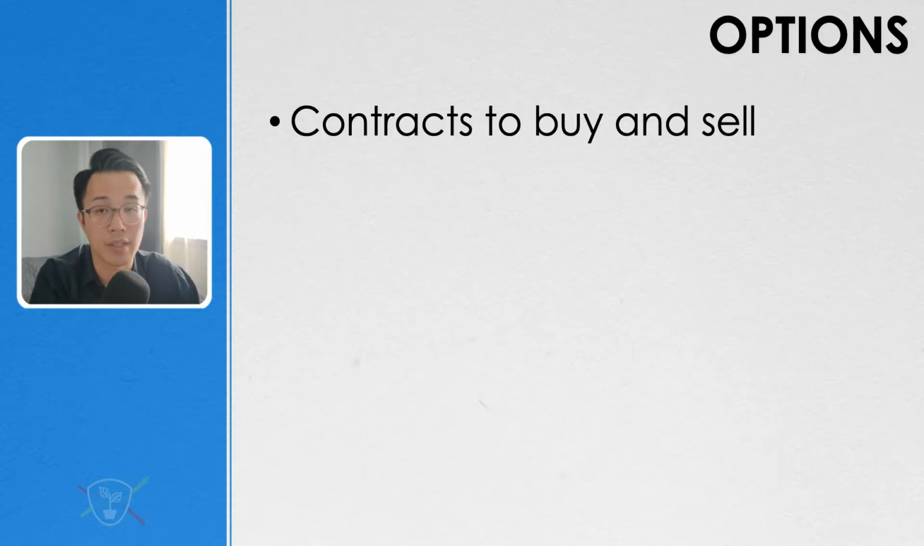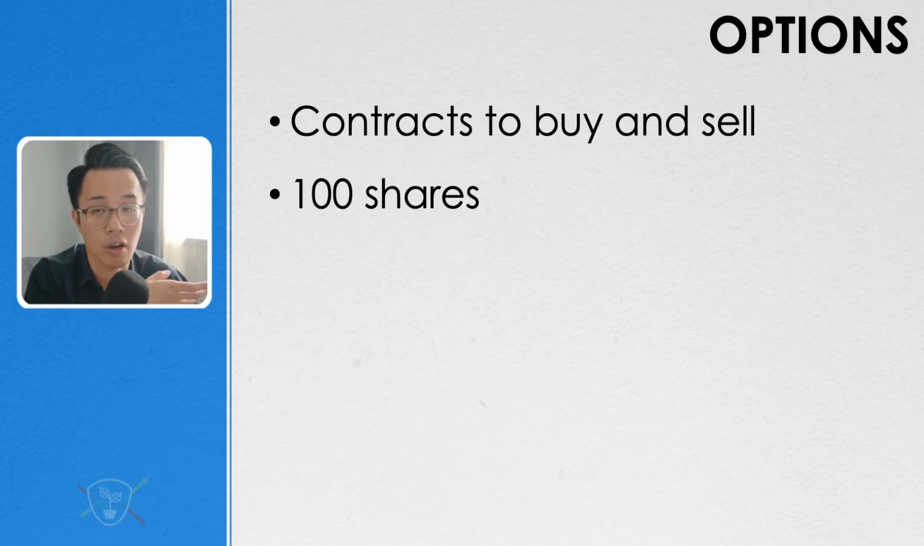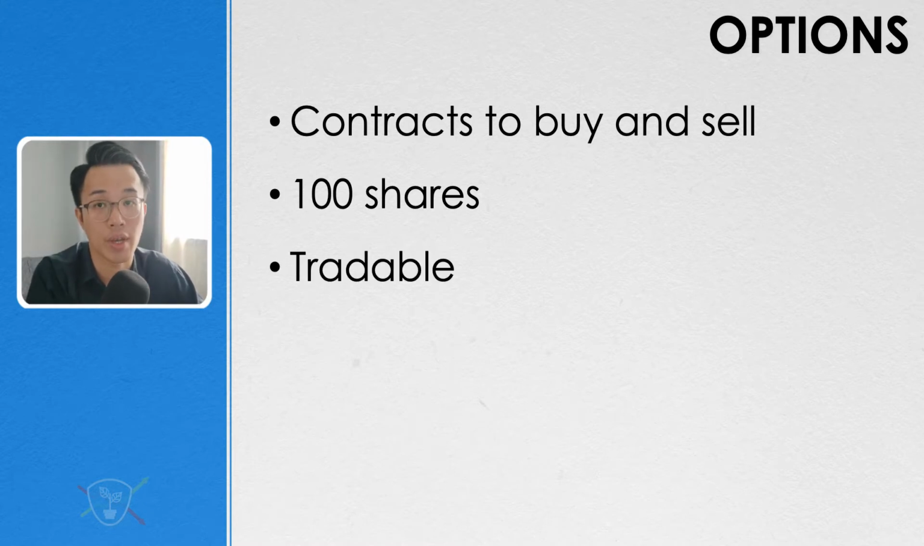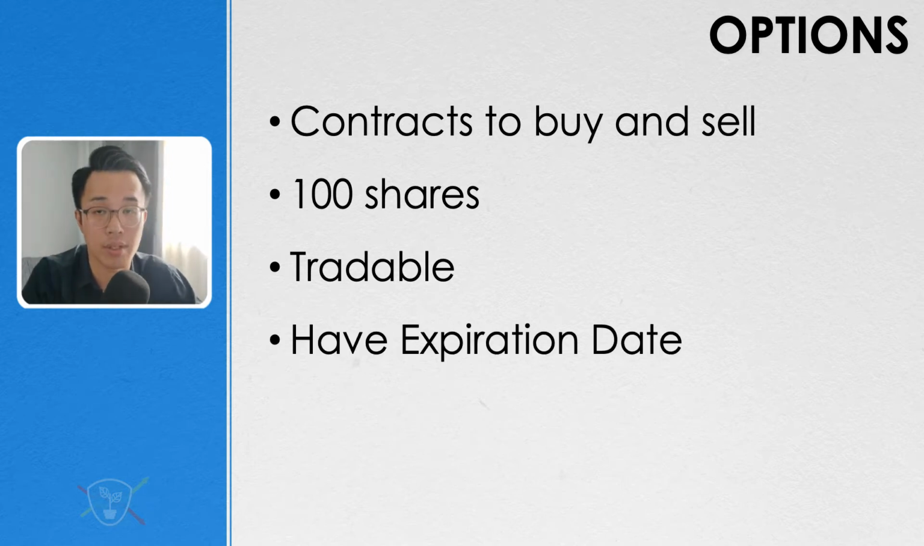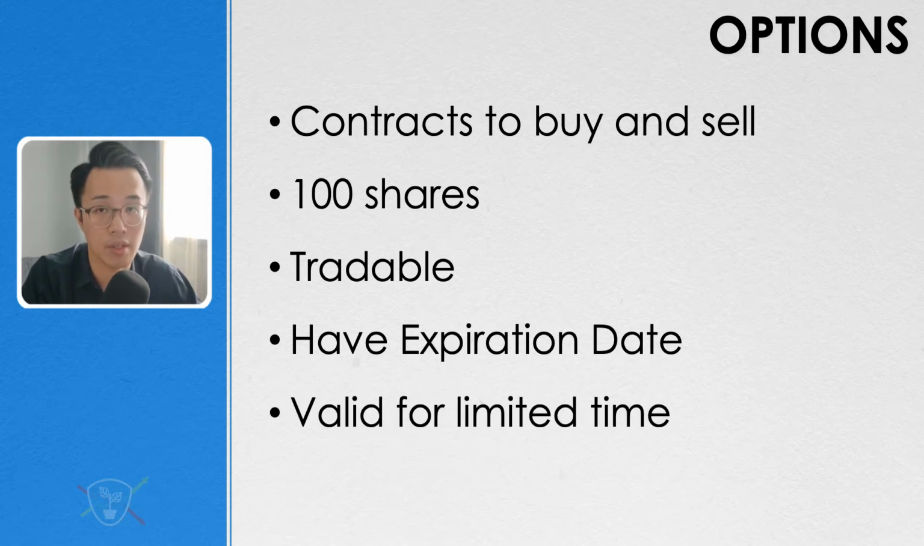So options, basically they are contracts to buy and to sell shares. And each of these options is a contract for 100 shares. These contracts are tradable on an exchange, so you can buy them, you can sell them using your brokerage account. Their prices will fluctuate based on demand and supply factors. The last thing to note is that option contracts have an expiration date. There is a duration of time in which they are valid, after which they will expire.